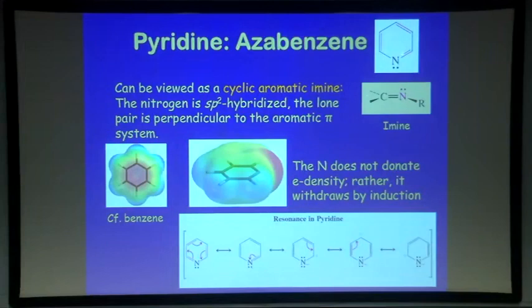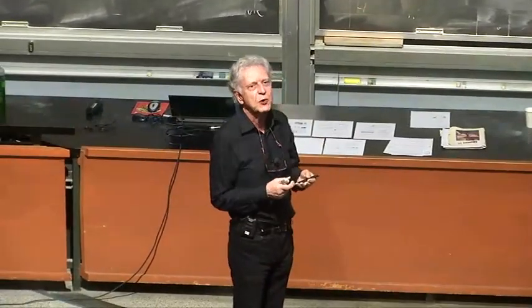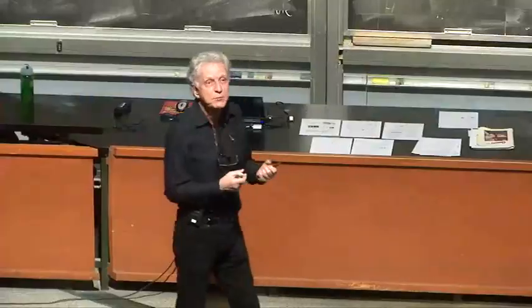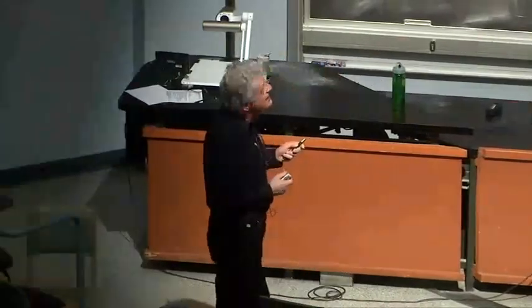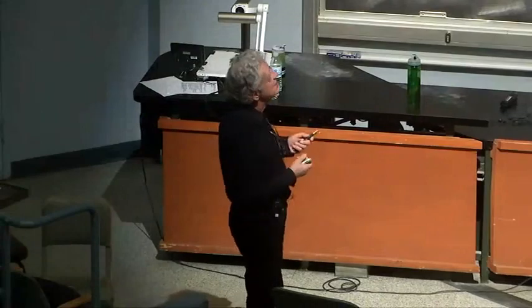This means that this nitrogen, since it's not donating its electron pair, is a replacement for carbon, and that replacement means that you're replacing an atom with something that's much more electronegative. That nitrogen is electronegative, and therefore it pulls inductively very strongly, and that makes this benzene ring, the azabenzene ring, much less electron-rich than benzene itself, with all its consequences, as we'll see in a minute.